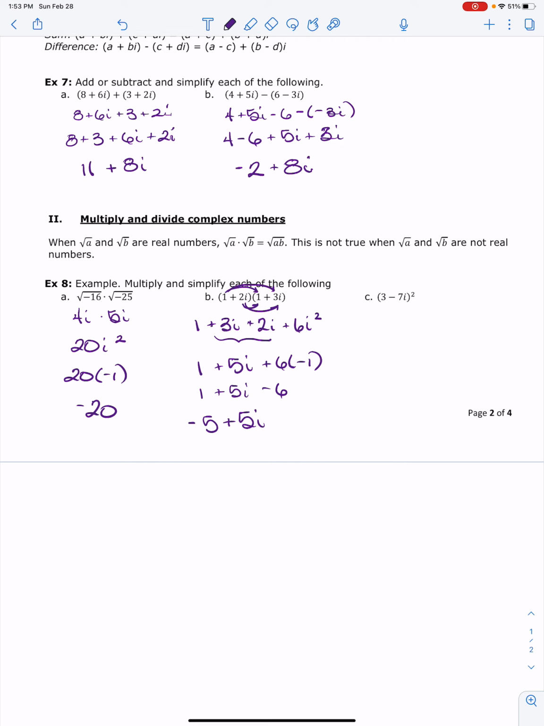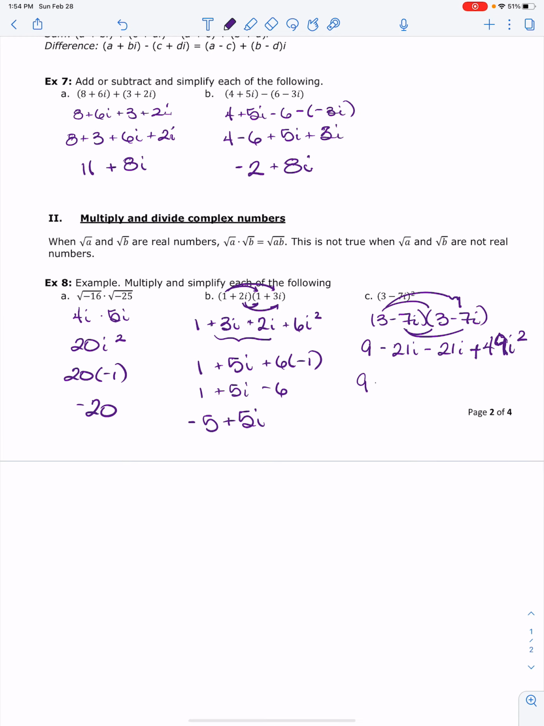C is in here like this because it's real easy to forget that this means I am multiplying a set of binomials, even if they are exactly the same, and I cannot just square the first term and square the last term. So I've got 3 times 3, which is 9. 3 times negative 7i gives me a minus 21i. Negative 7i times 3 gives me a minus 21i. Negative 7i times negative 7i is plus 49i squared.